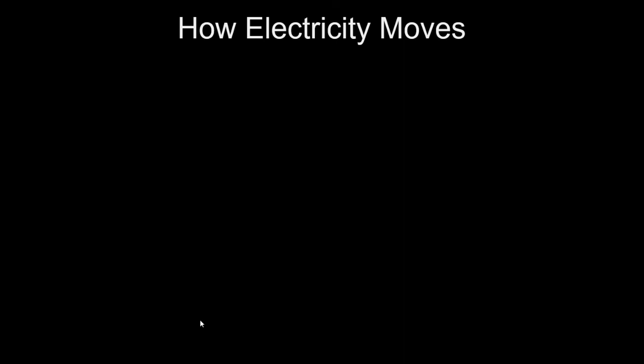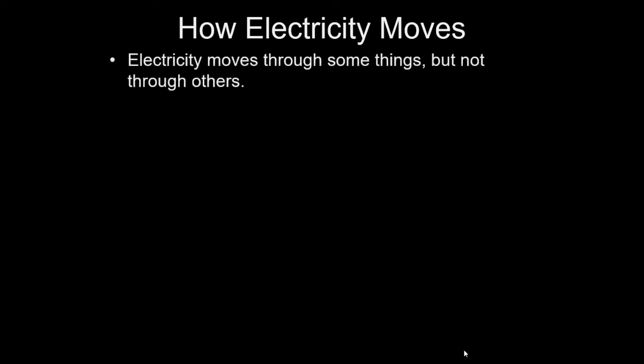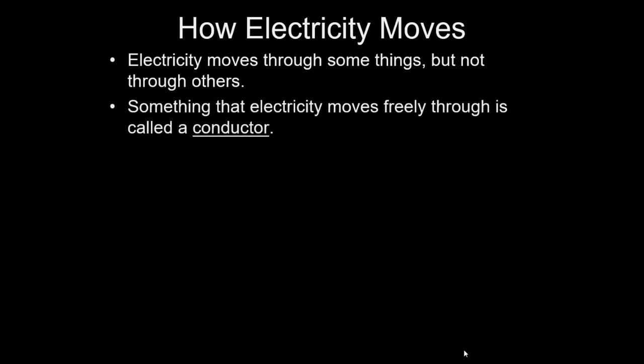And lastly, we're going to write about how electricity moves. Later on this week, you will have a project that involves how electricity moves. Electricity moves through some things, but not through others. Something that electricity moves freely through is called a conductor. Copper wire is a good conductor.